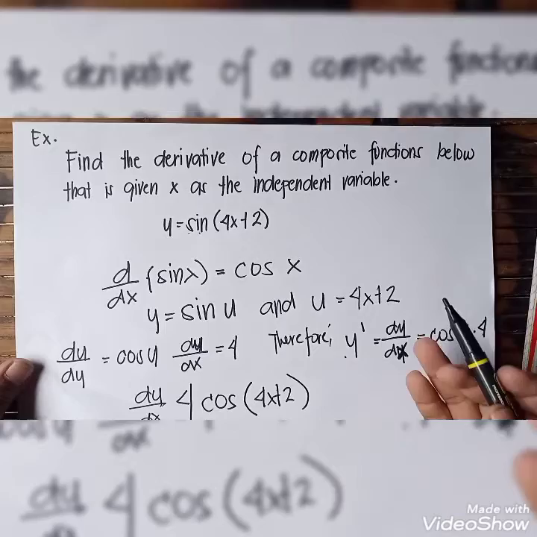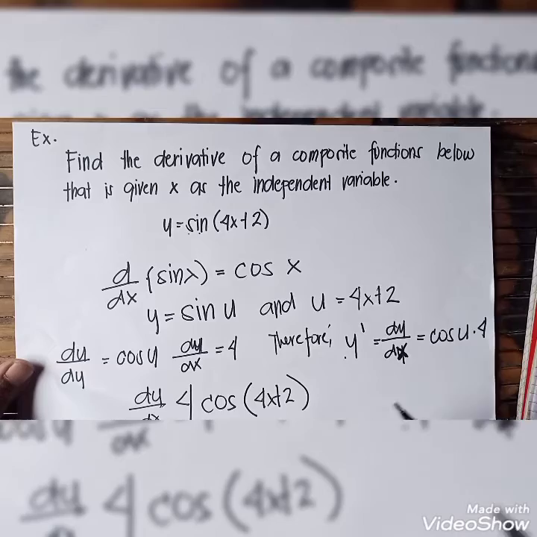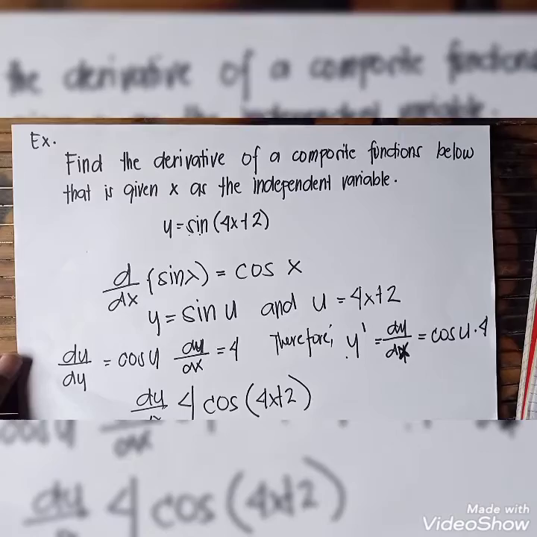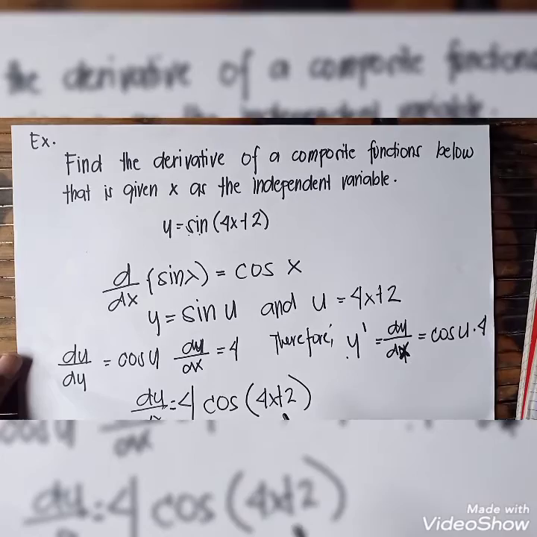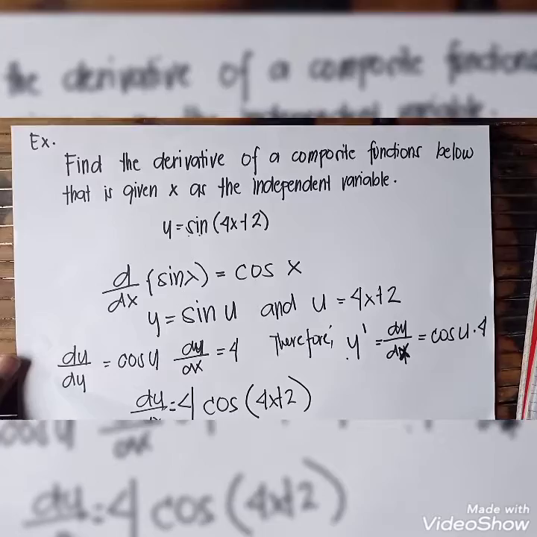Therefore, the y prime, or the derivative of y with respect to x, is equal to cosine u times the derivative of our inside function, which is 4. So we clean this up a little bit, and dy/dx is equal to 4 times cosine, and we substitute the value of our u, where u is equal to 4x plus 2.